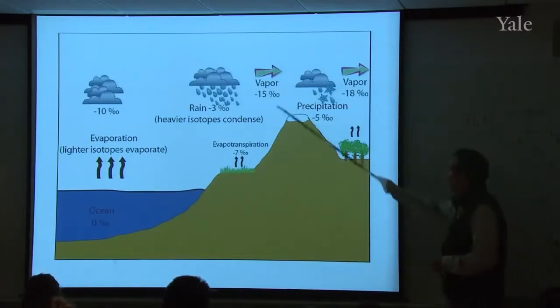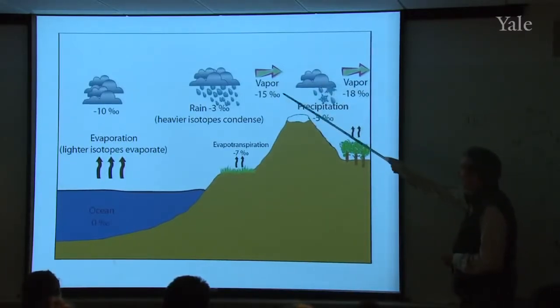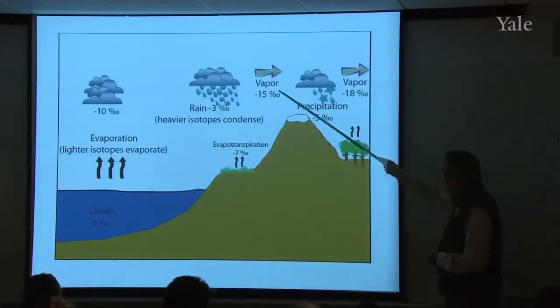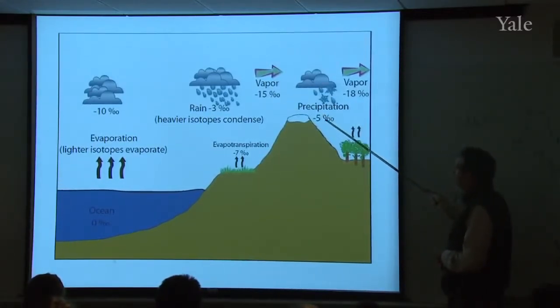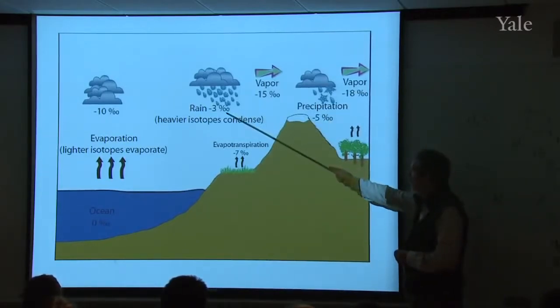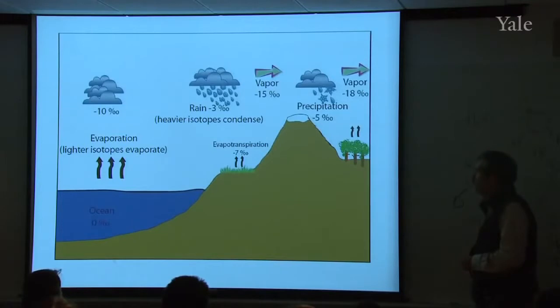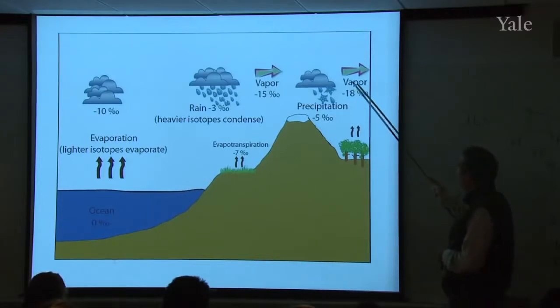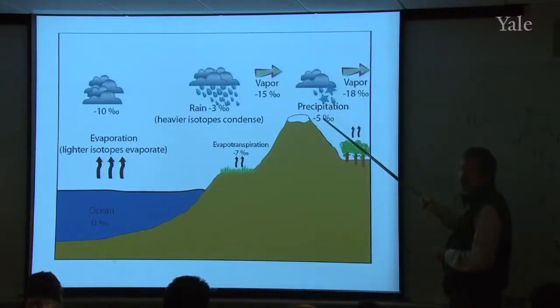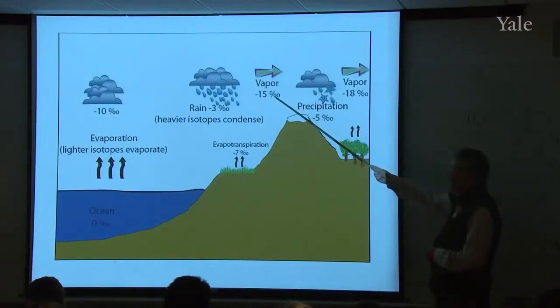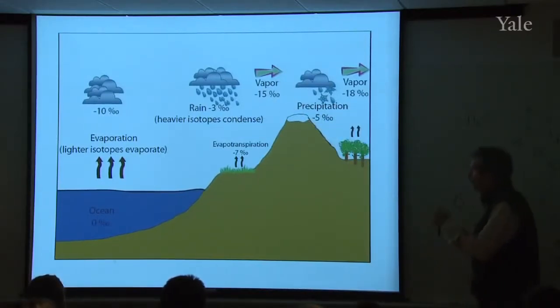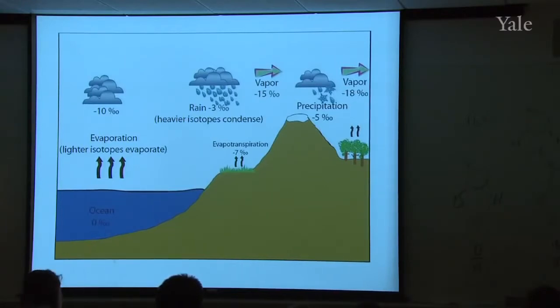because you've removed some of the heavier isotopes. Then if you rain again from that lighter vapor, the precipitation is going to be heavier than that vapor, but lighter than the rain that fell out before. And the vapor remaining is going to be even lighter because you've removed heavier isotopes of the vapor that you started with. So this is a progressive fractionation process. This is a little bit tricky, so if there are questions here, let me go back over this.